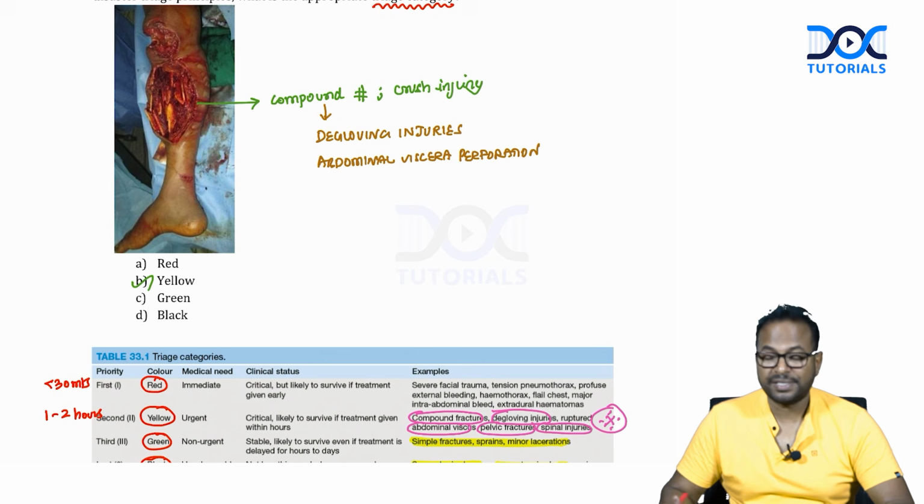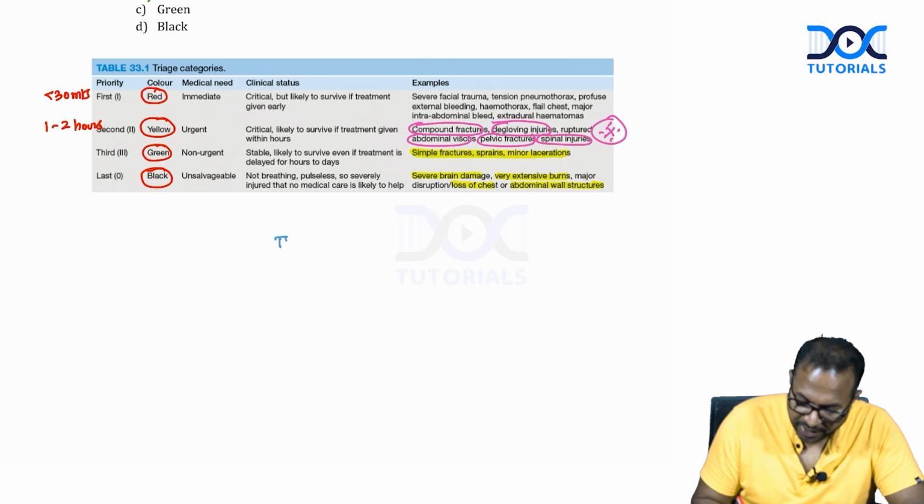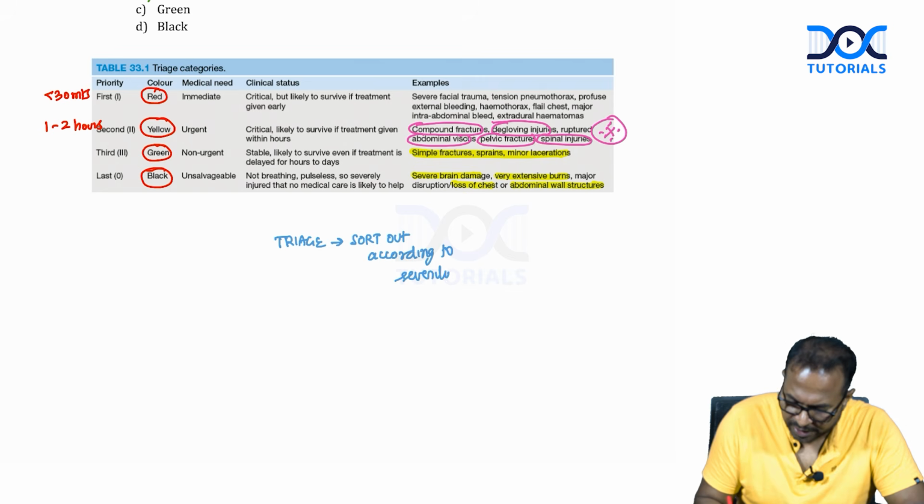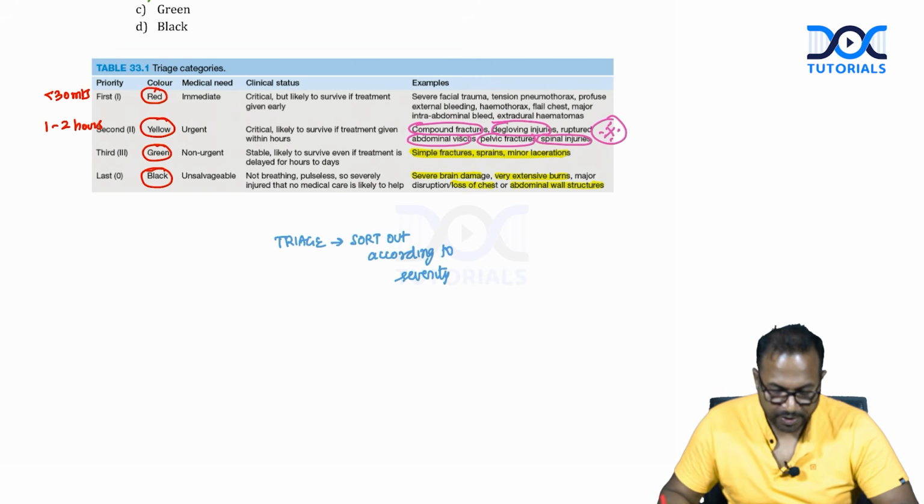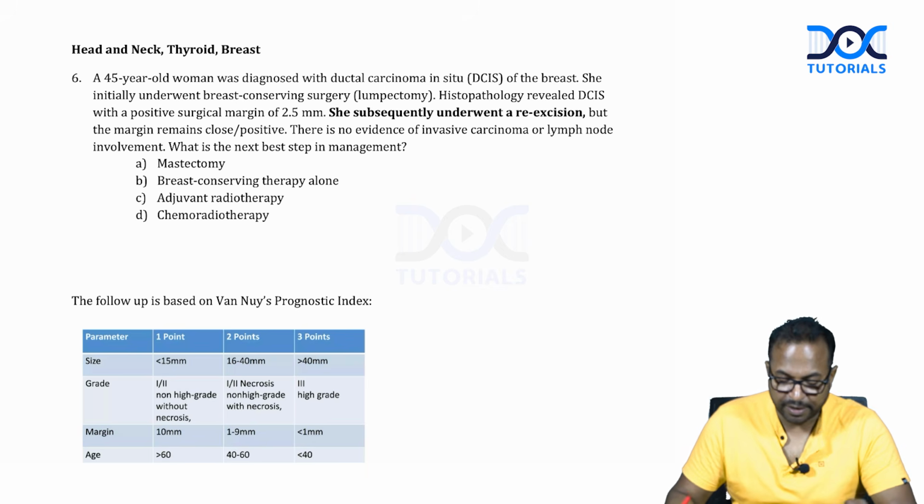So triage means sort out according to the severity. According to severity is called as triage. So don't forget triage. Triage is a repeat question for exams. So these are the 5 questions from general surgery and trauma.